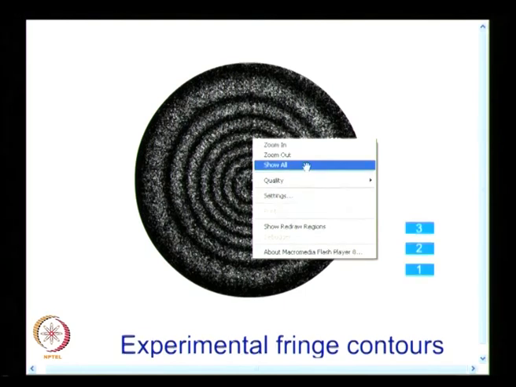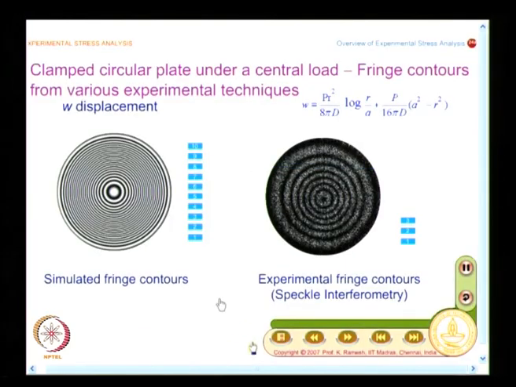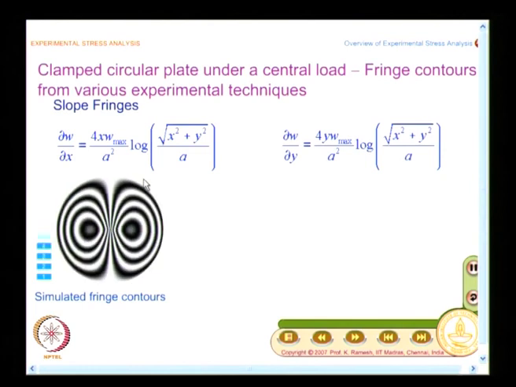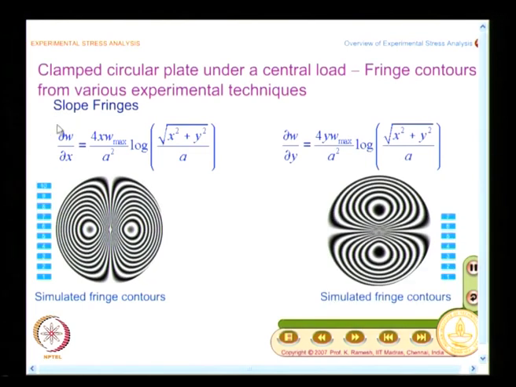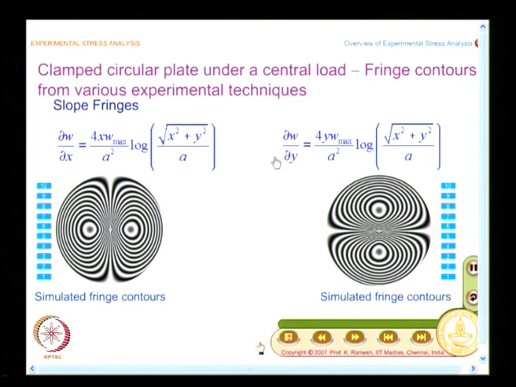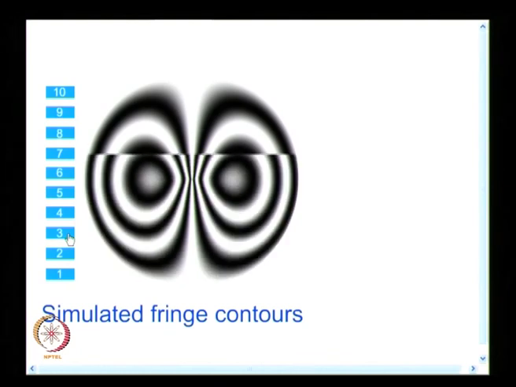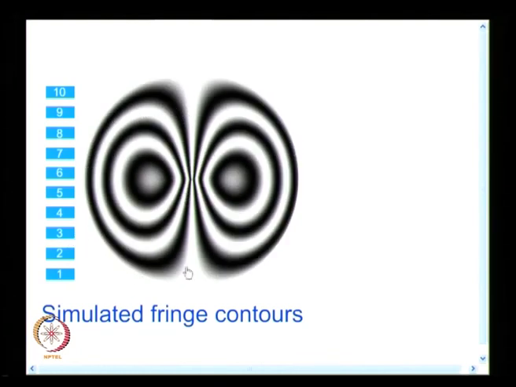Suppose I want to see how the slope pattern looks. The slope fringes are like this. You have the expression here, the expression of slope in the direction x and slope in the direction y, and this is how the fringe patterns look. This is when I increase the load. People also call these butterfly fringes. They look like the wings of a butterfly, and they call them butterfly fringes.